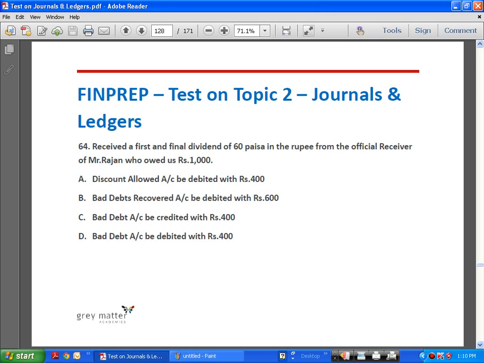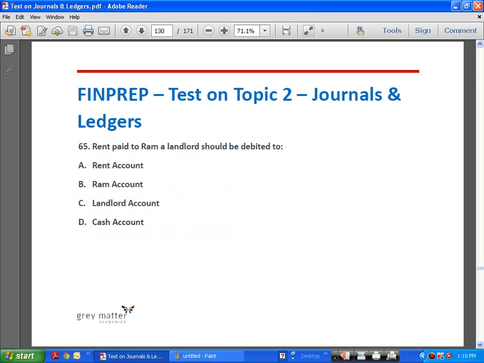So the accounting entry to record this transaction is: cash account debit 600 rupees, bad debts account debit 400 rupees, to Rajan account 1000 rupees. So the option is D.